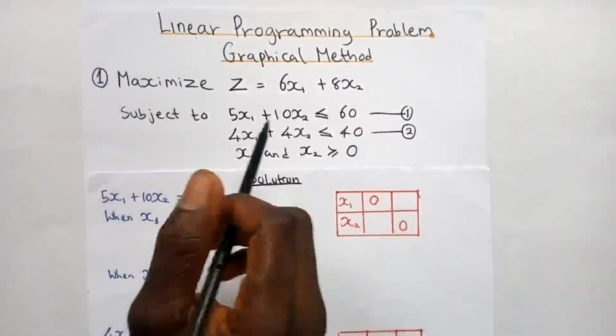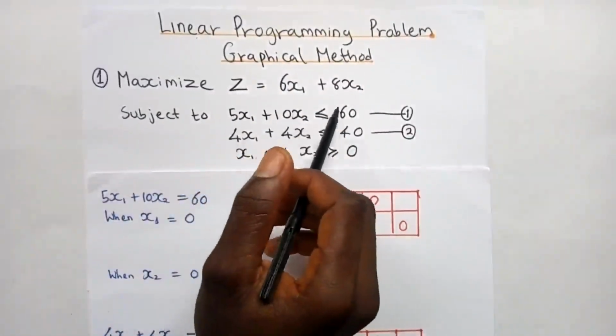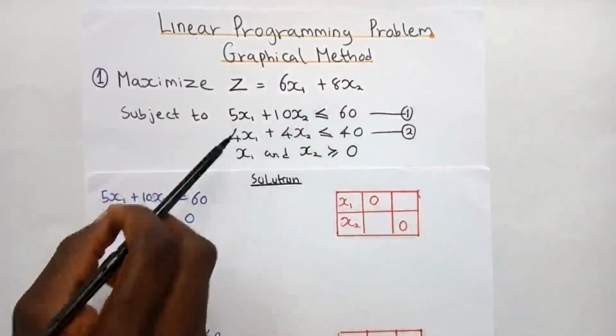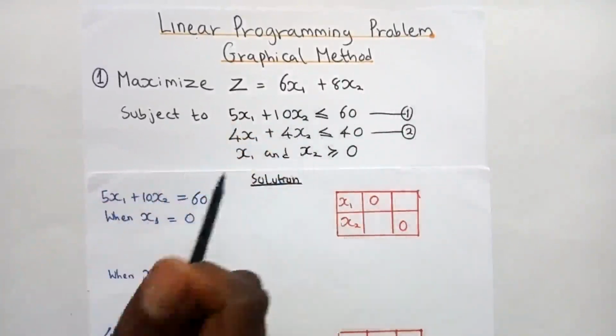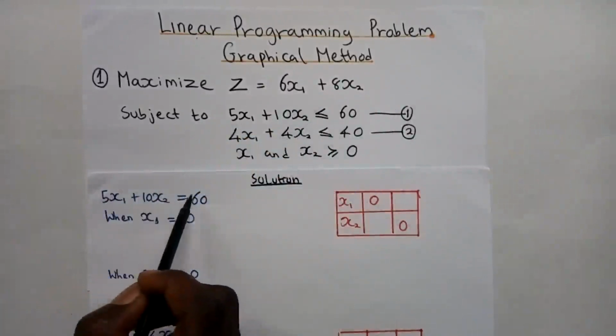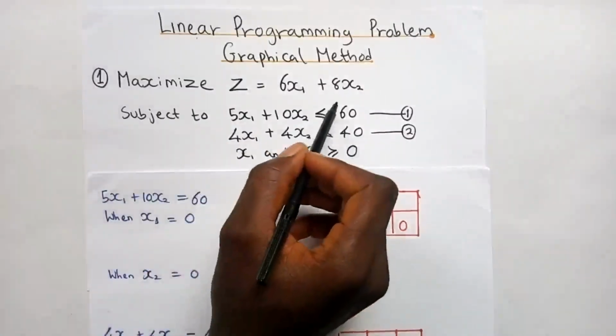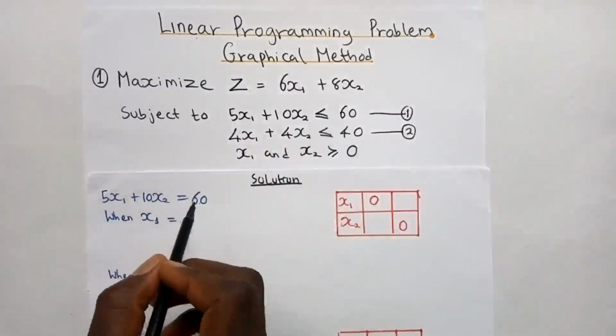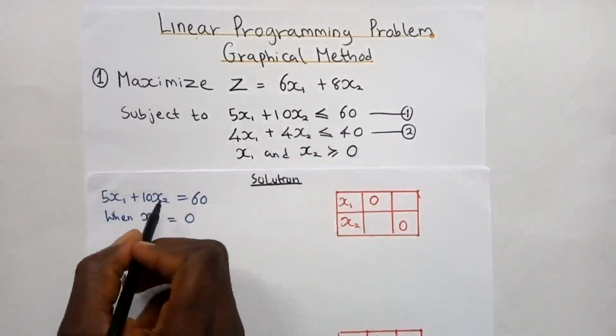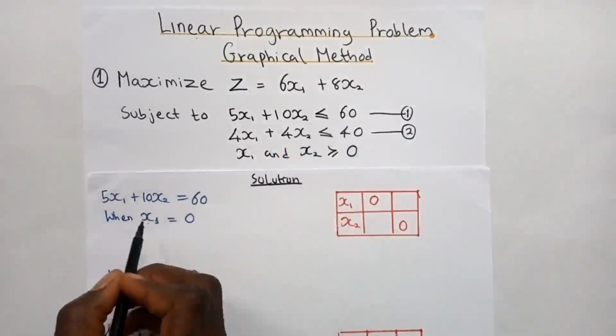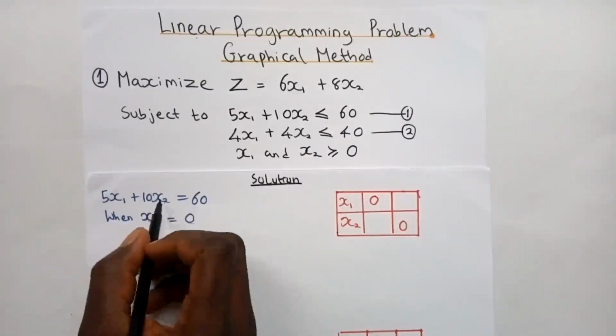Solution. Look at the first constraint. 5s1 plus 10s2 is less than or equal to 60. So write that first constraint here, removing this less than sign. So 5s1 plus 10s2 is equal to 60. Notice it is no longer less than or equal to 60. It's equal to 60 here. So you want to find s2 when s1 is equal to 0.